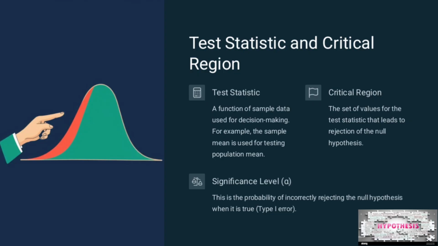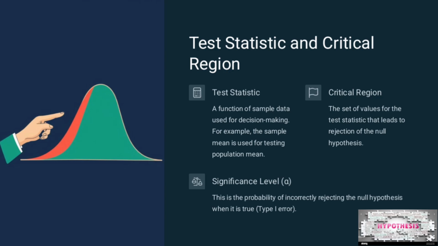Critical region, the set of values for the test statistic that leads to rejection of the null hypothesis. It is a set of values for the test statistic that would lead to the rejection of the null hypothesis if the calculated test statistic falls within this region. The null hypothesis is rejected.